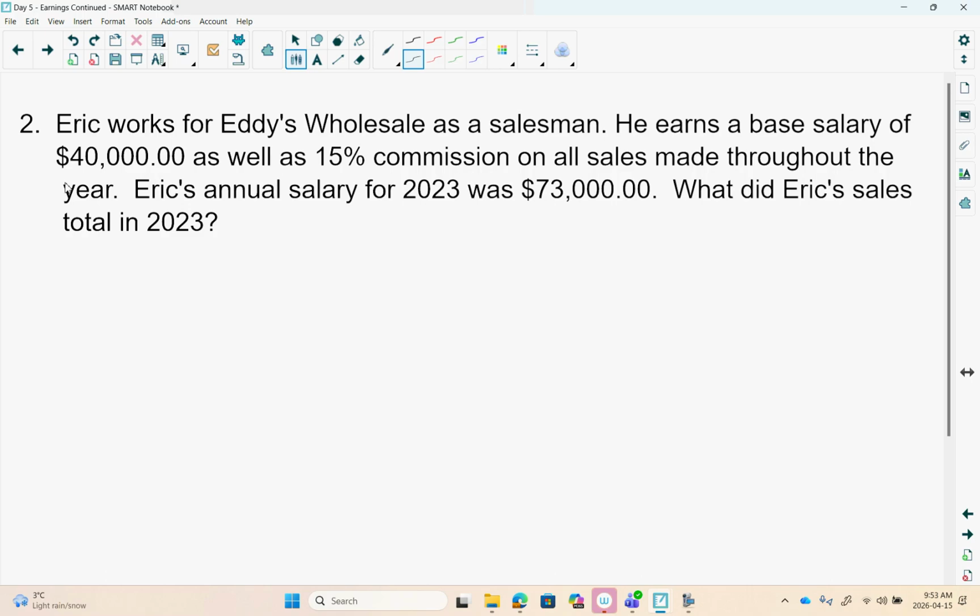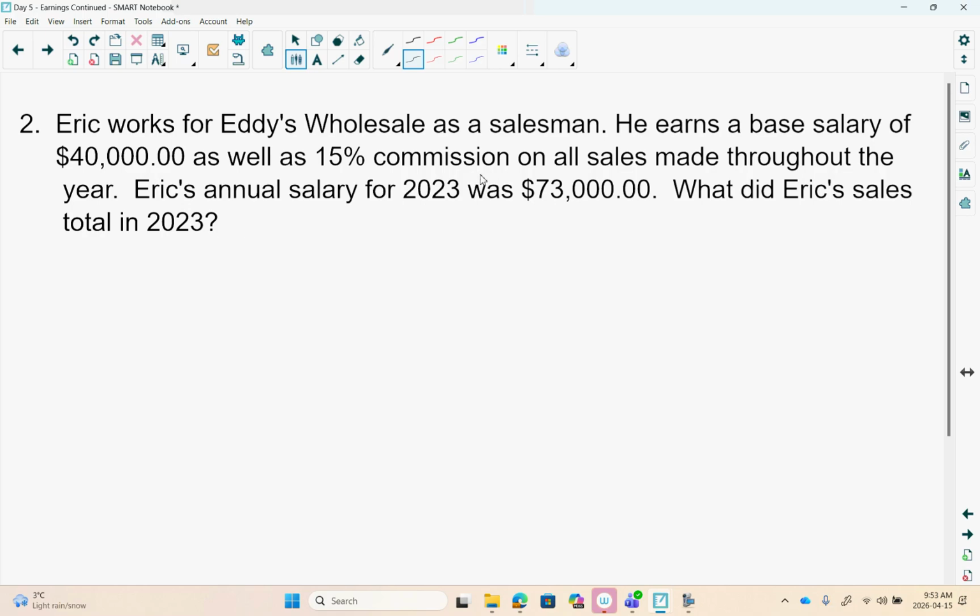So 15% commission, that's like an alternative income or an additional income. In this case, it's additional. So he gets 15% of all of his sales plus $40,000. It says Eric's annual salary for 2023 was $73,000. They want to know what his sales were.